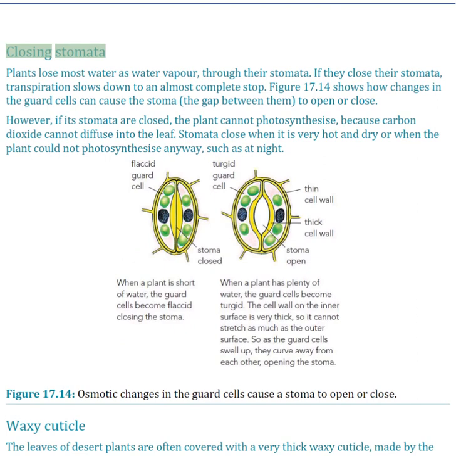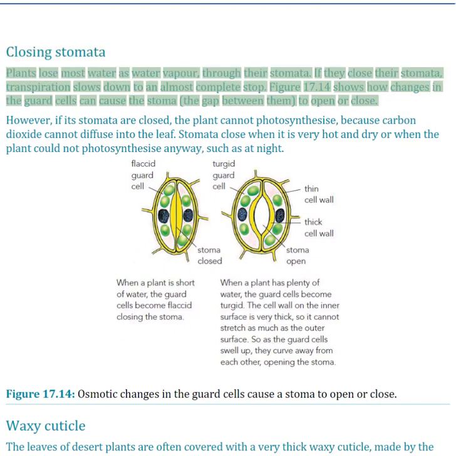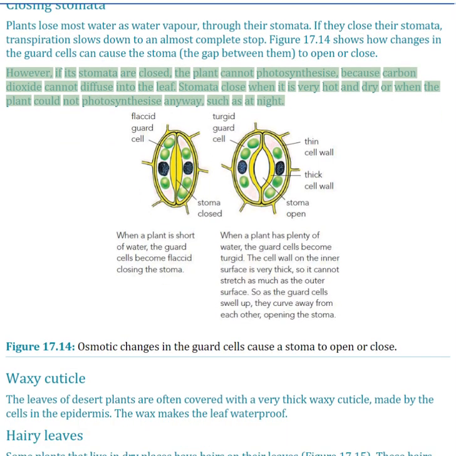Closing stomata. Plants lose most water as water vapor through their stomata. If they close their stomata, transpiration slows down to an almost complete stop. Figure 17.14 shows how changes in the guard cells can cause the stoma to open or close. However, if its stomata are closed, the plant cannot photosynthesize because carbon dioxide cannot diffuse into the leaf.